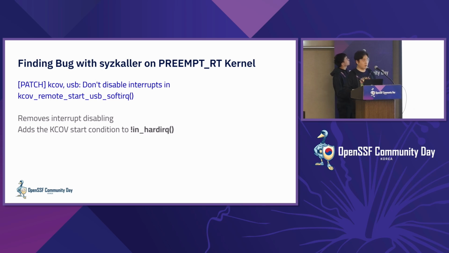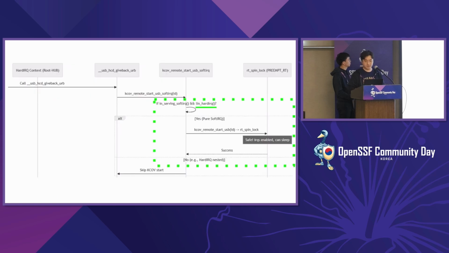So PREEMPT_RT maintainer Sebastian and I submitted a patch that fixes the PREEMPT_RT KCOV issue by removing interrupt disabling in kcov_remote_start on software context and adding a check to start KCOV only when not in hard IRQ context. As you can see, not in hard IRQ. Removing interrupt disabling allows safe calls to sleeping locks, so this fixes the bug. As you can see, there's no sleeping in invalid context.